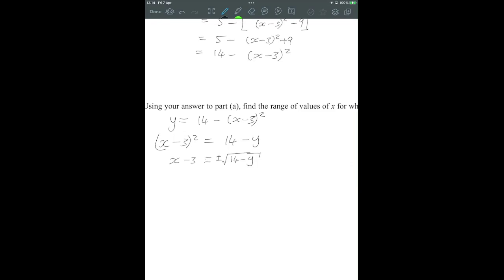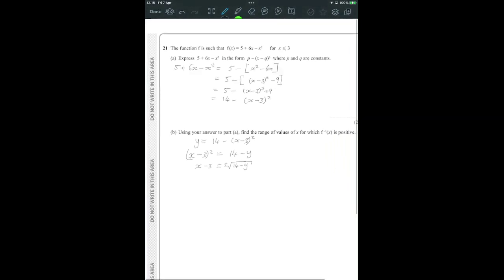Now officially I have a plus or minus here, but we've been told that x is less than or equal to 3, which tells me that x minus 3 is less than or equal to 0, which actually means I need to choose the negative sign. So as x is less than or equal to 3, we pick the negative sign. That's a little awkward, that's unusual. So that's saying that x minus 3 is the negative square root. Really subtle, really unpleasant for the end of the paper. Finally, x equals 3 minus root 14 minus y.